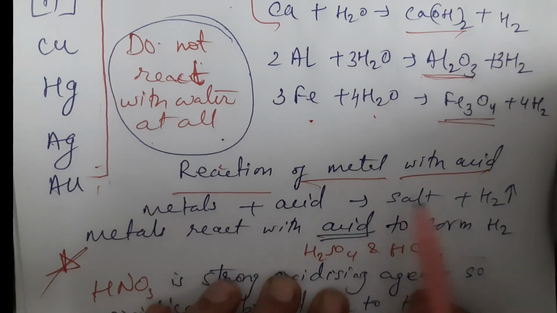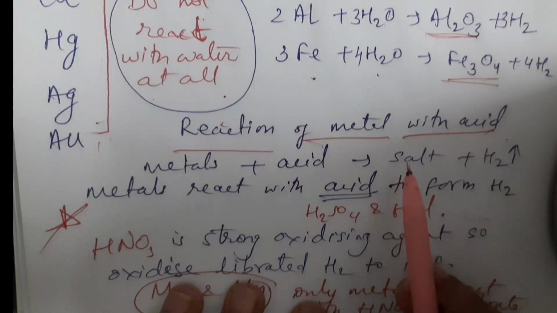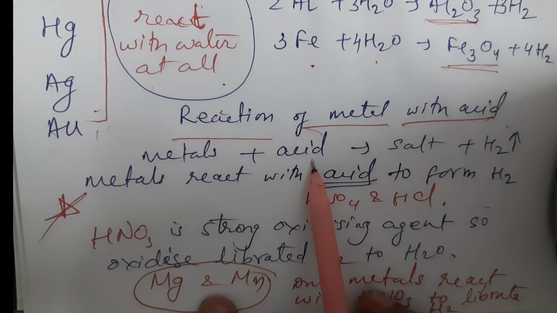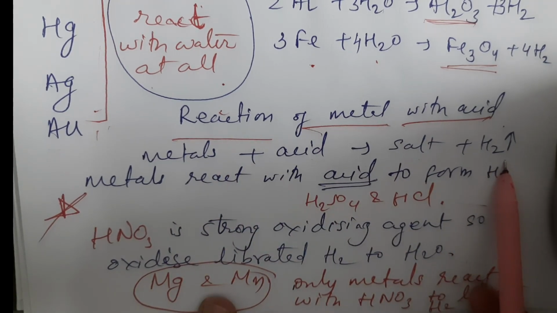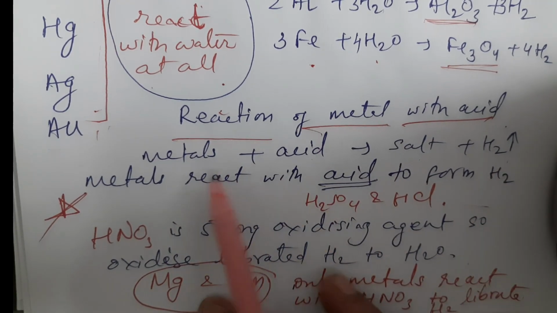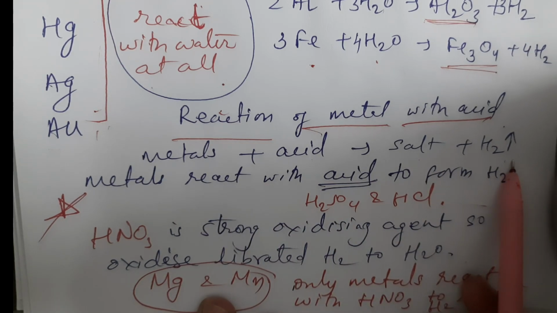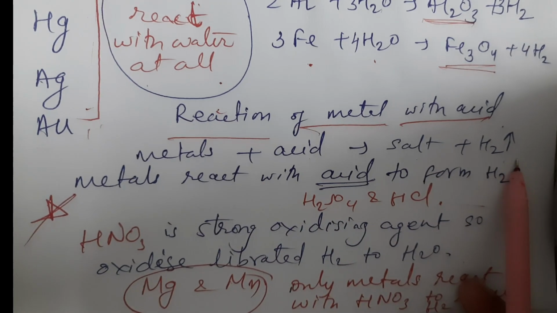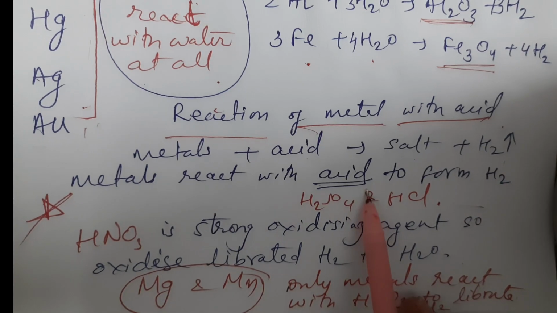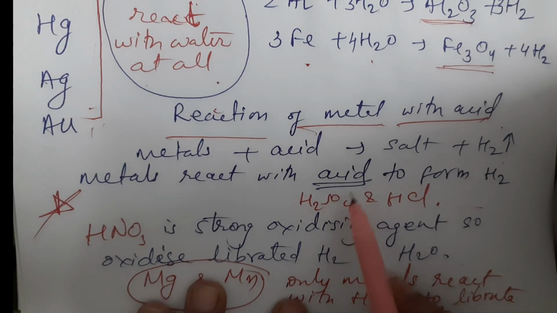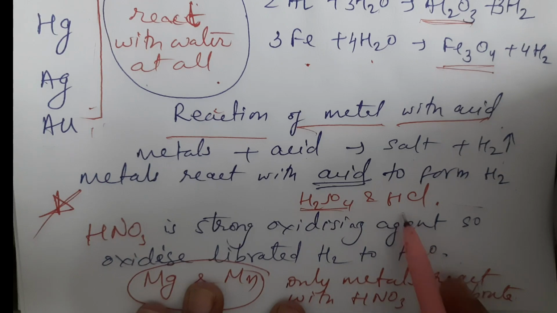Now the reaction of metals with acid. This is very simple. Metals react with acid to form salt and hydrogen. Hydrogen is liberated in the form of gas. So this is also used for the preparation of hydrogen. Metals react with acid to form hydrogen. These acids are mostly sulfuric acid and HCl.